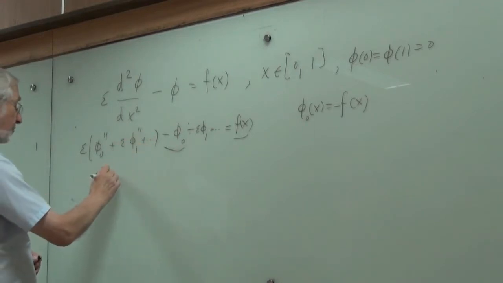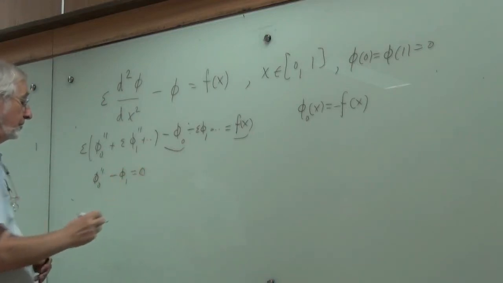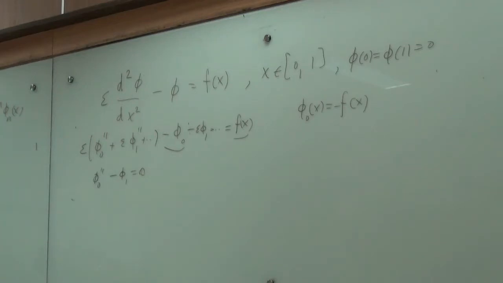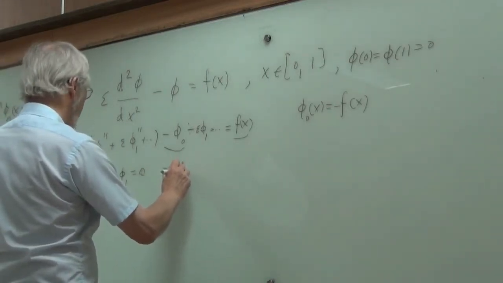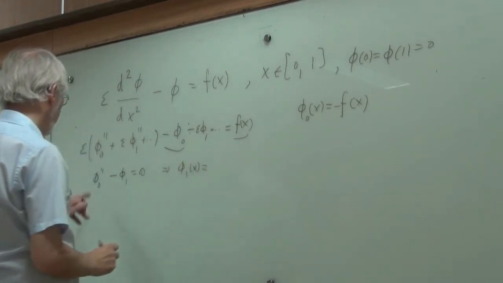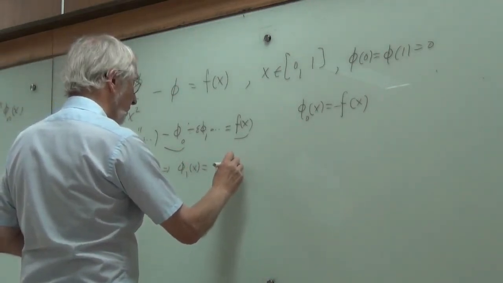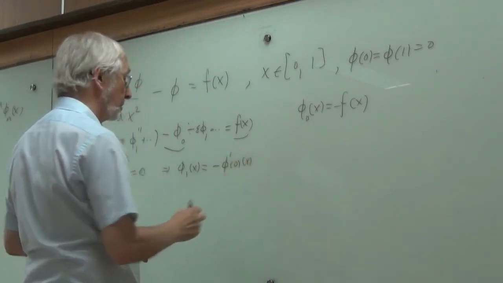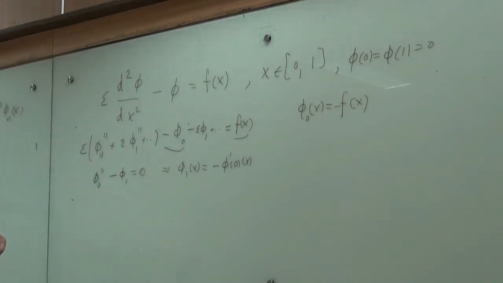Minus phi one. Epsilon, yeah, minus phi one is zero. Yeah, that's it. Okay. We can easily solve this. That is, phi 1 of x is just minus phi 1 0 of x, right? So it's just the derivative of f. Is that correct?